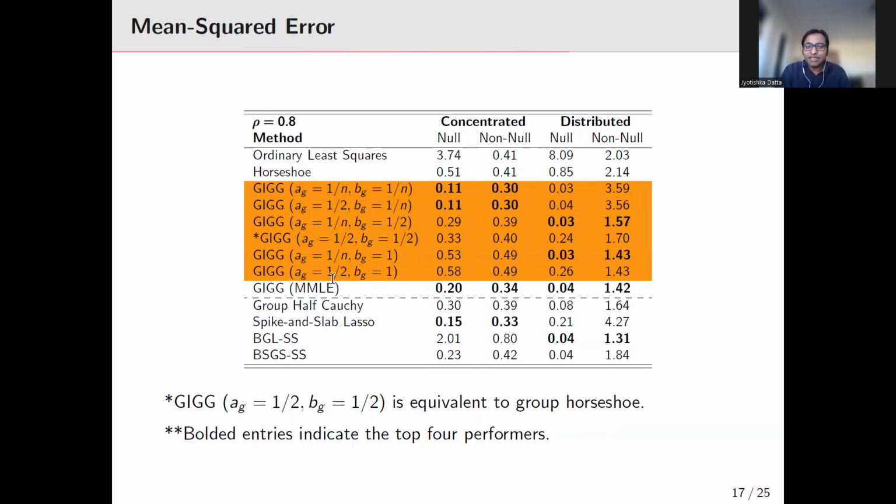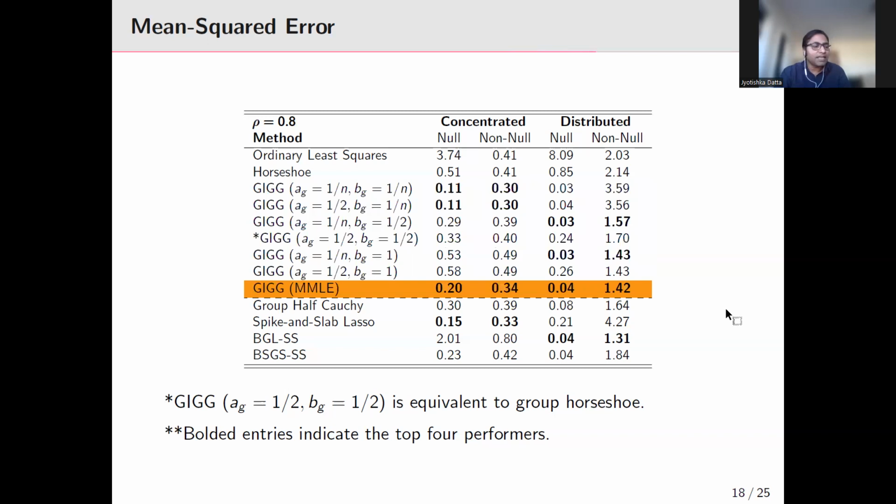Whereas if you make AG equals half and BG equals 1, it will do really well in this distributed setting, but will suffer in the concentrated setting. On the other hand, a very good middle ground would be this gig MMLE, which is basically you learn these parameters A and B via a marginal maximum likelihood setup. So you use empirical based estimators for these parameters A and B, and you can see that then it would work in both settings. It will be among the top 4 performers.